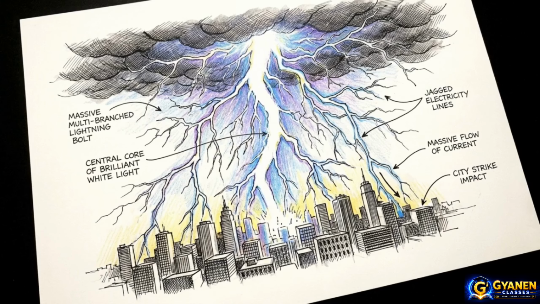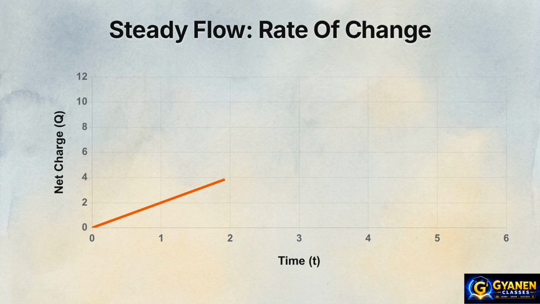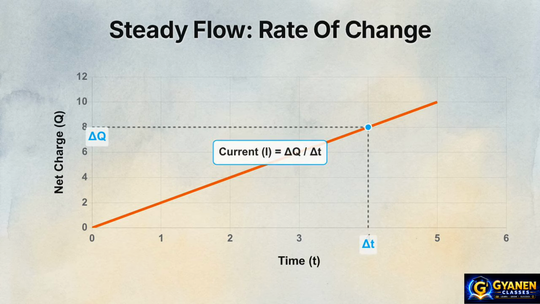An average lightning strike carries tens of thousands of amperes, while the electrical signals firing through your own nerves right now measure in tiny microamperes. So, macroscopic current is a strictly measurable rate of net charge flow over time. It is a precise mathematical accounting of movement across a boundary.